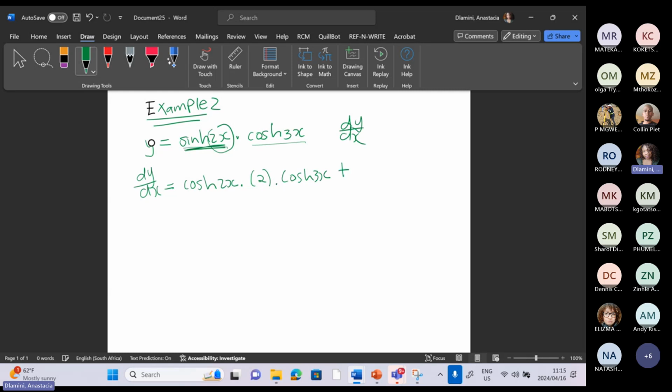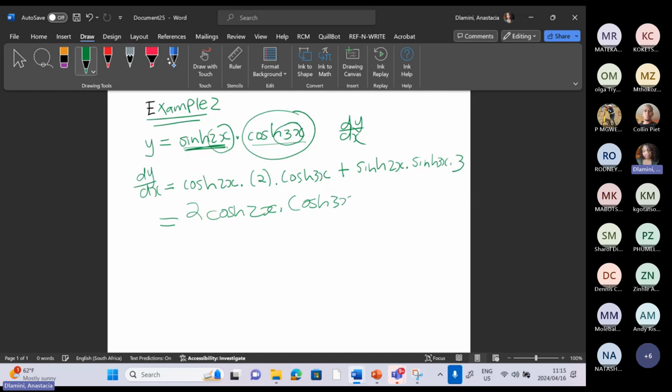Now we add and differentiate the second function. We leave the first function the way it is, so that is sinh of 2x times the derivative of this function here. The derivative there will be sinh of 3x times the derivative of the inside function, which is 3. So this will be equal to 2 cosh of 2x times cos of 3x plus 3 sinh of 2x times sinh of 3x. Are we all together there?